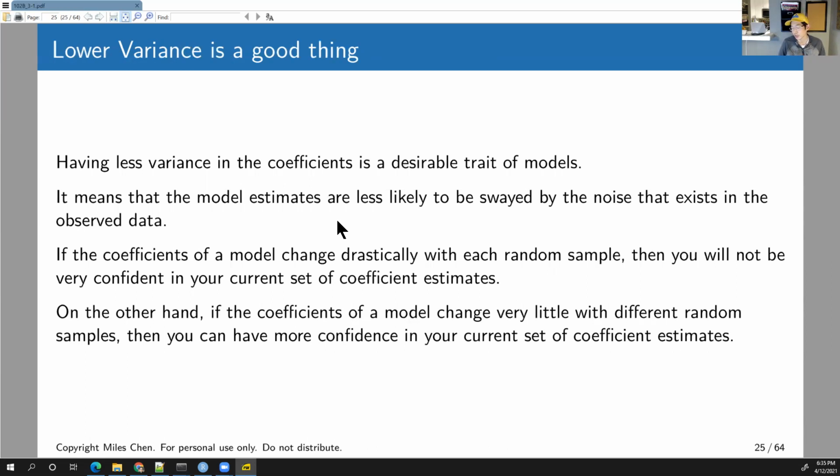That means the models we estimate are less likely to be swayed by the random noise that exists in the observed data. If you have a model where the coefficients change drastically from one random sample to another, then you're not going to be super confident in your current estimates. You'd say, well, if I had a slightly different random sample, my coefficient estimates could be all over the place, so I'm not quite sure how I feel about these coefficients right now.